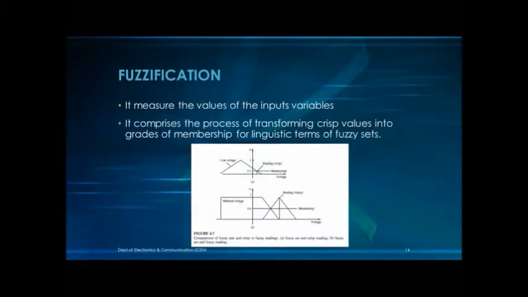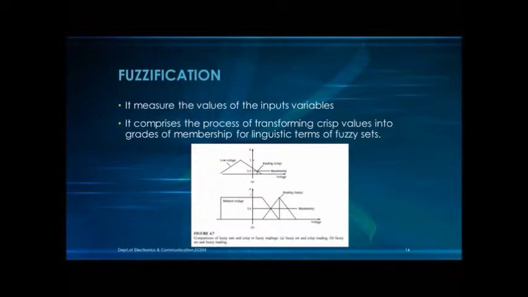Fuzzification. The first step is to measure the values of input variables and to determine a degree to which they belong to each of the appropriate fuzzy sets via membership function, and the output is a fuzzy degree of membership in the qualifying linguistic set. It comprises the process of transforming crisp values into grades of membership for linguistic terms of fuzzy sets.